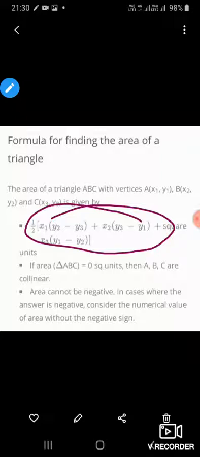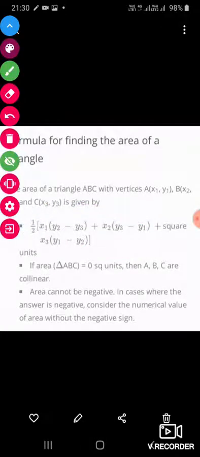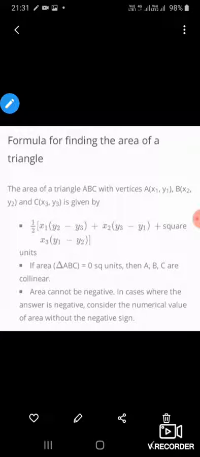this formula. So class, this formula says, here it is written square, this is wrong. This formula says first coordinate, that is x1 (y2 minus y3) plus x2 (y3 minus y1) plus x3, this square is not there, plus x3 (y1 minus y2). So class, after that we can get the area of this.